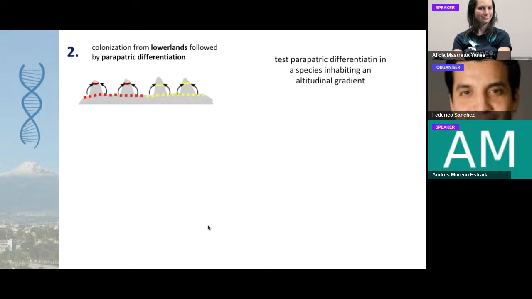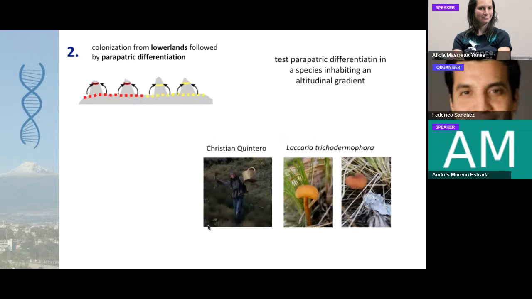So far we have a lot of evidence for allopatric differentiation, but we really wanted to test hard if there was parapatric differentiation happening. And this was the thesis of Cristian Quintero, which I did in collaboration with Dr. Juan Pablo Jaramillo.